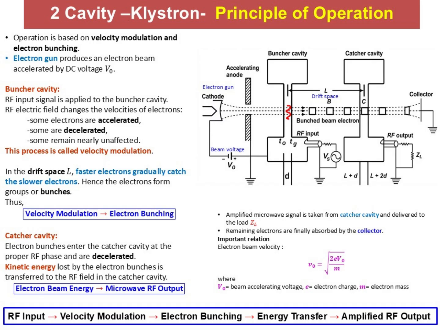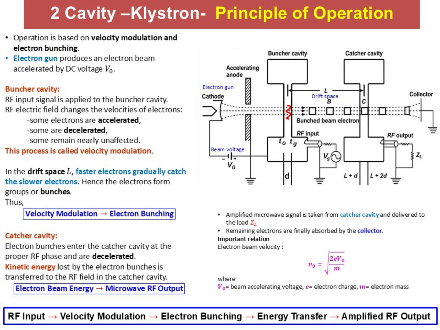After leaving the buncher cavity, the electrons enter the drift space. There is no RF input applied in this region. However, because the electrons now have different velocities, the faster electrons gradually catch up with the slower electrons. Hence, the electrons begin to form groups or bunches. This converts velocity modulation into density modulation or electron bunching.